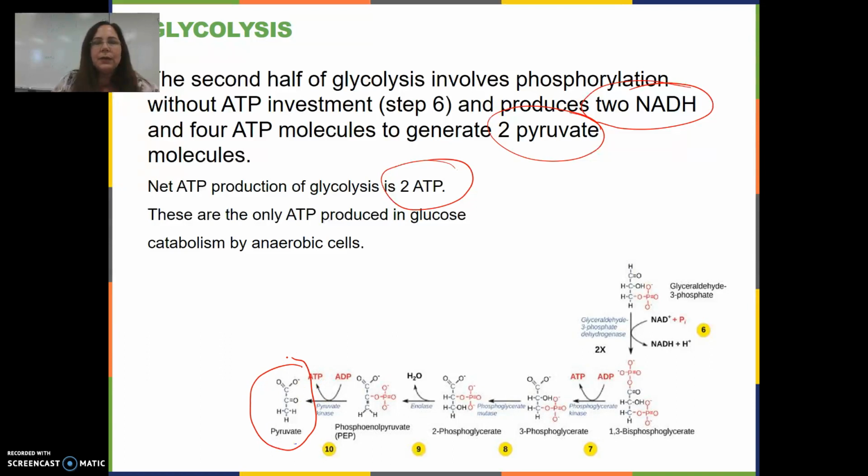We know that glucose is a 6-carbon molecule, and you can see here that pyruvate is a 3-carbon molecule. So there are 2 pyruvates that are produced, each of those molecules containing 3 carbons. So glucose is broken down. During the process, 2 ATP molecules are produced and 2 NADH.